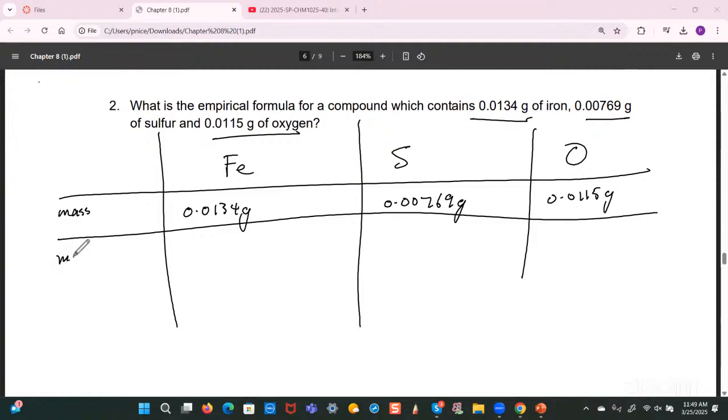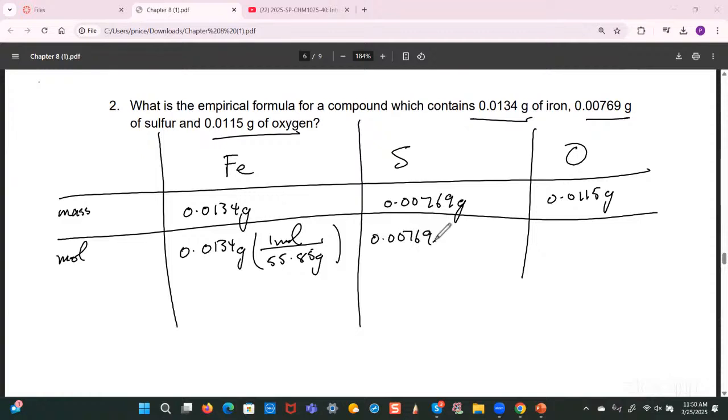Find the moles. So how do we do that in each case? Let's start off with the iron, 0.0134 grams. We multiply by what? 1 mole over the molar mass of iron, which is 55.85 grams.